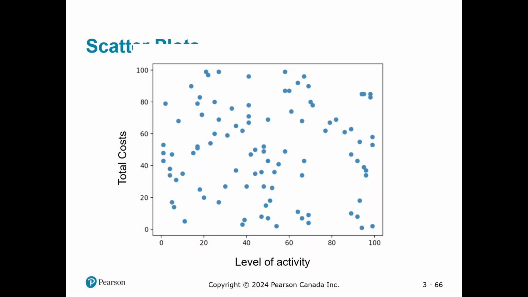Here we can see that there's no relationship between the level of activity and the total costs. The data points are almost random. What does that mean? It means that any cost formula we create will do a very poor job at predicting costs at different levels of activity. That's because there's no real relationship between the cost and the cost driver, the level of activity.